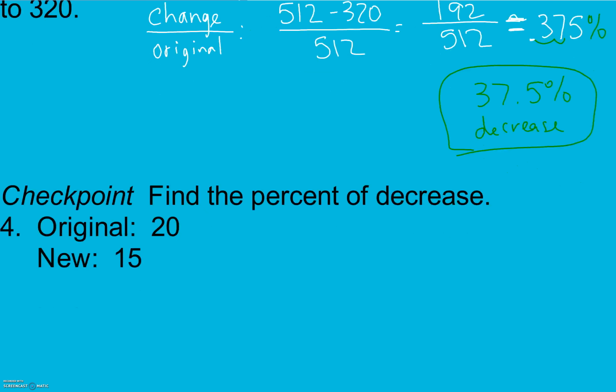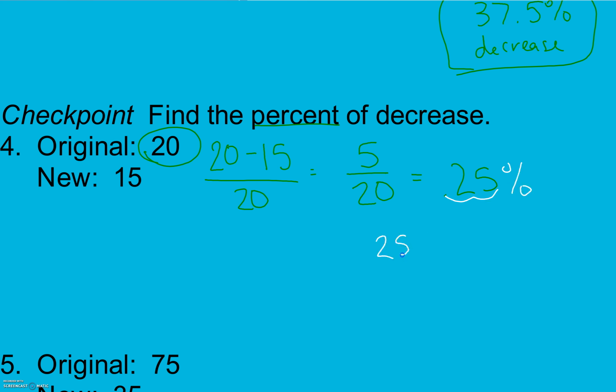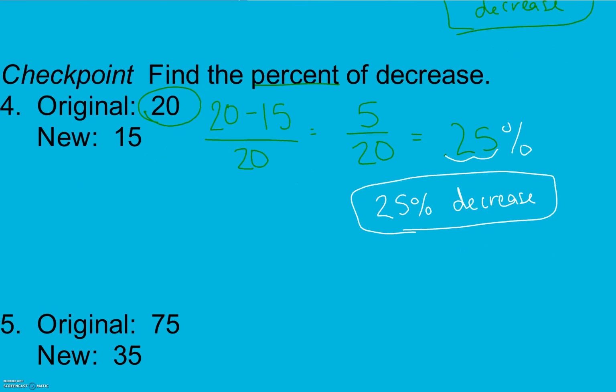Okay, feel free to pause here and give these a try if you'd like. To find the percent of decrease, we're going to take our bigger number minus our smaller number. And then we're going to divide by the original, which here is 20, where we started. And we get 0.25. Again, to find our percent, we're going to move it two places and add our percent sign. So 25%. This is a decrease because we started at 20 and got smaller. Our number went down to 15, so down means a decrease.